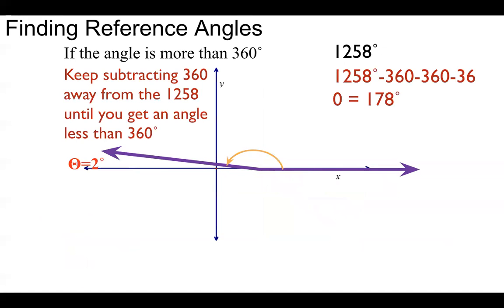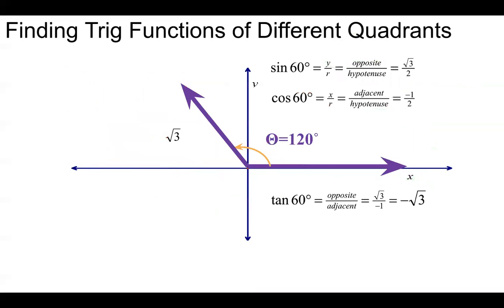So this one looks like it's 1258. If we take 1258 and start subtracting 360 off, we're going to get an answer. Actually we had to subtract it 3 times to get to 178. So a straight angle is 180 degrees, so this is going to be only 2 degrees right here from here to here. So the reference angle is only 2 degrees. So they'll give you a big number. Now, if they give you a negative, remember you have to go the opposite direction. So I'm going to clear this off.